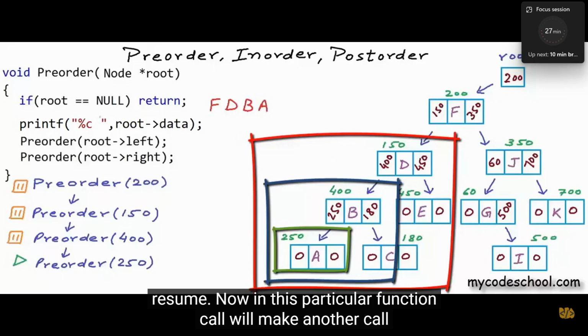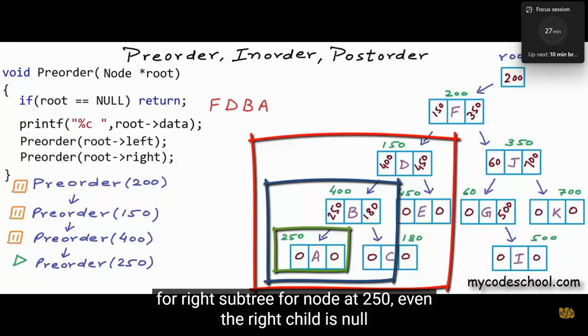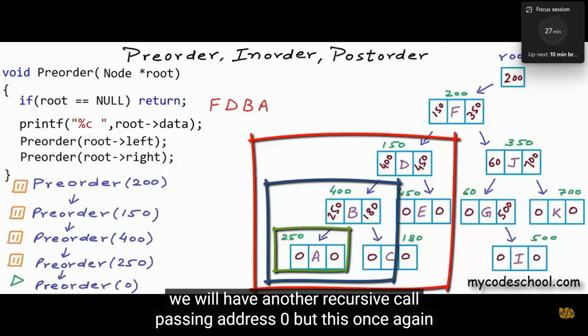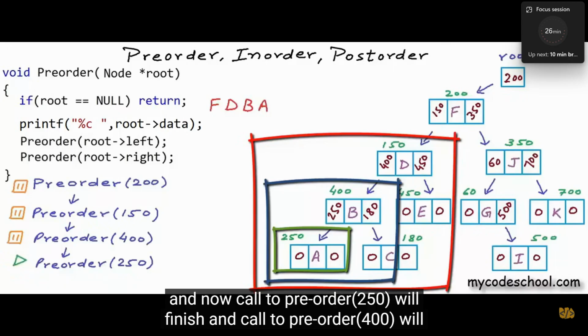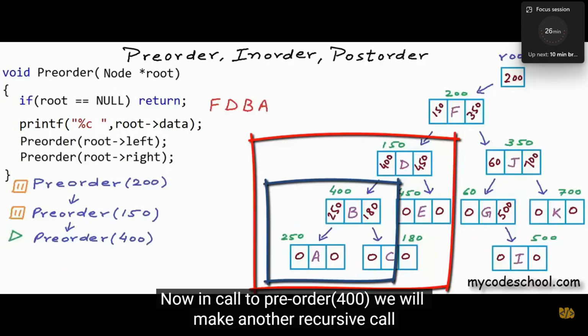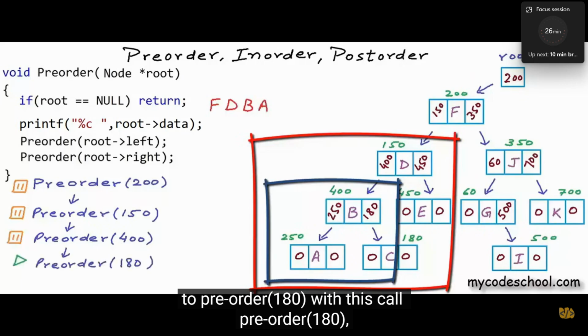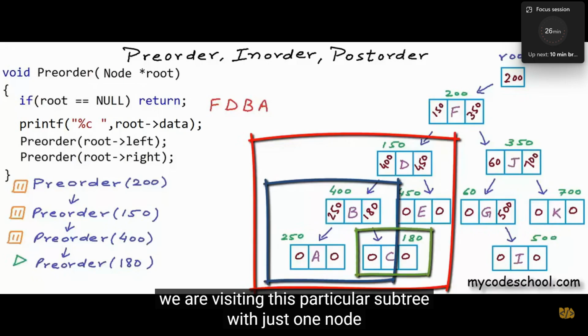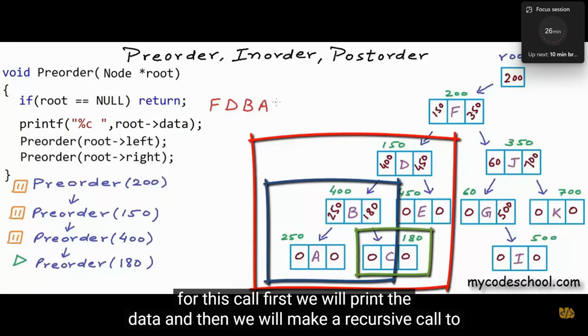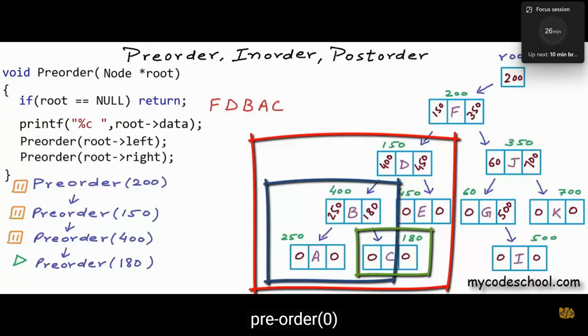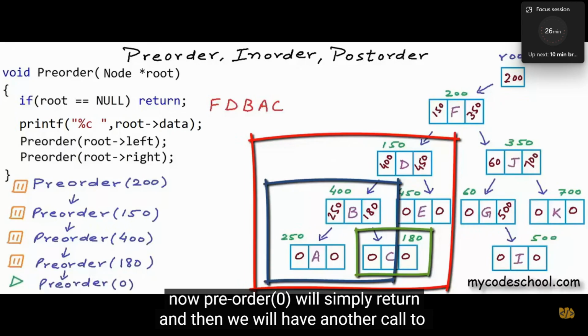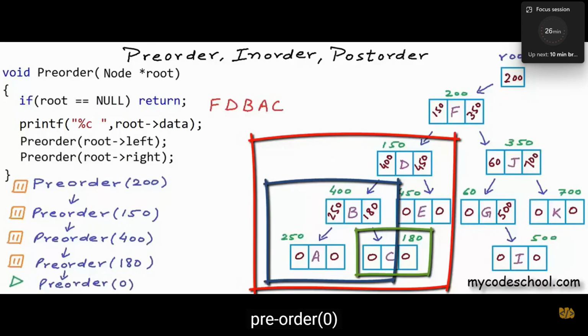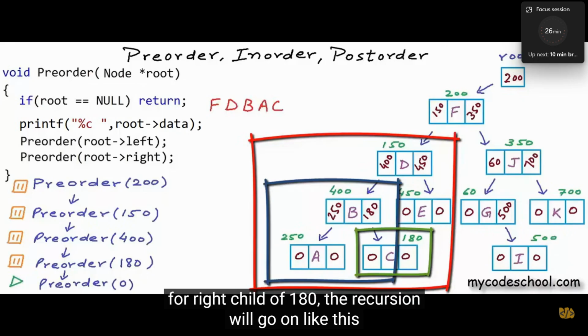Now in this particular function call, we'll make another call for the right subtree. For node at 250, even the right child is null. We will have another recursive call passing address 0, but this once again will simply return. And now call to pre-order 250 will finish and call to pre-order 400 will resume. Now in call to pre-order 400, we will make another recursive call to pre-order 180. With this call, we are visiting this particular subtree with just one node. For this call, first we will print the data and then we will make a recursive call to pre-order 0. Now pre-order 0 will simply return, and then we will have another call to pre-order 0 for the right child of 180. The recursion will go on like this.